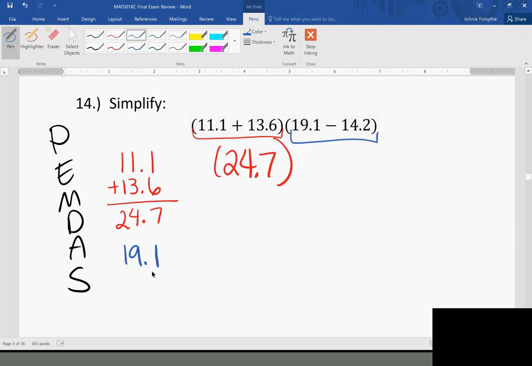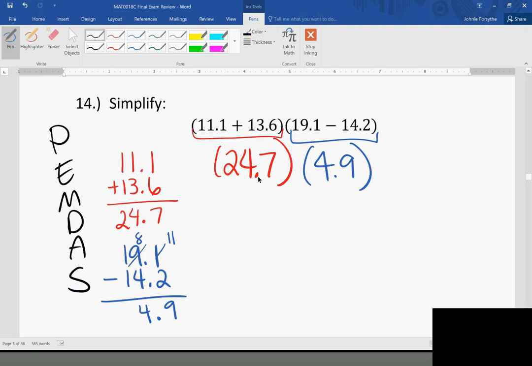We have 19.1. Oh, we're subtracting. 14.2. Minus 2 is not going to work, so I'm going to borrow from the 9 and make this 11. So that'll be 11 minus 2, which is 9. 8 minus 4 is 4. Don't forget to bring down that decimal. And then 1 minus 1 is 0. So this is going to be 4.9.